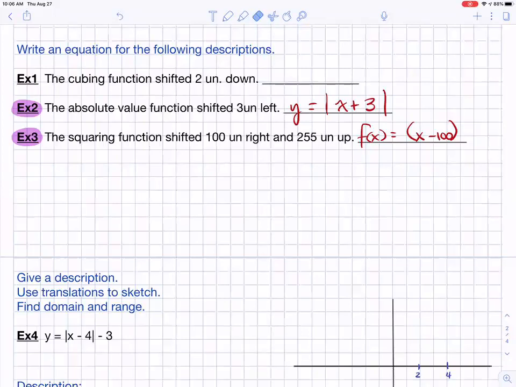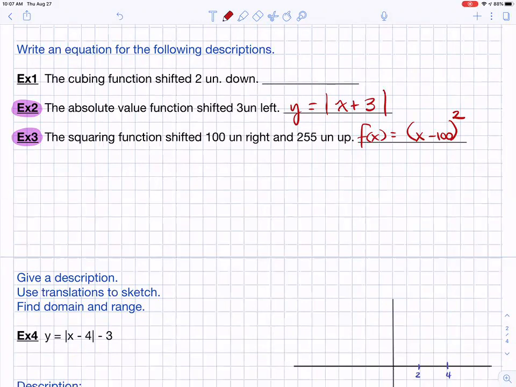Put the square on the side. Yeah. So now my minus 100 is inside the squaring. It's not just inside a group, it's inside the parent. Does that make sense?